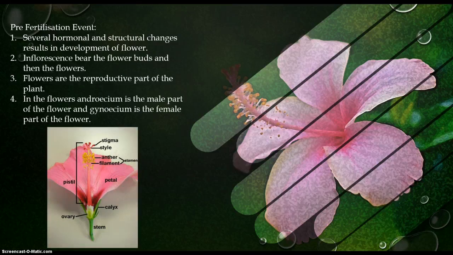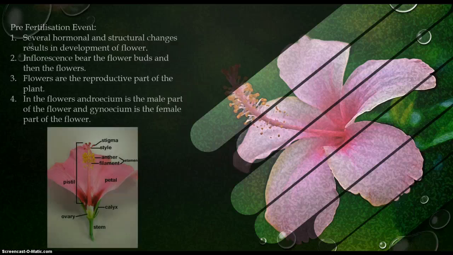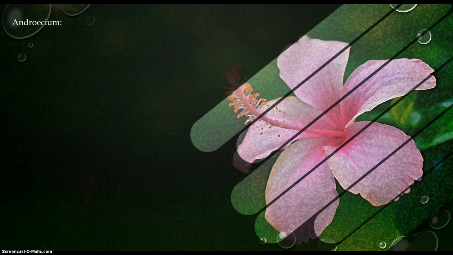Here you have stem, calyx, then the petals or the corolla. Then comes the androecium or the stamen, which contains anther and filament. And finally, the gynoecium, which contains stigma, style, and ovary. So let us first discuss the male part, that is androecium. The androecium is the male part of the flower.